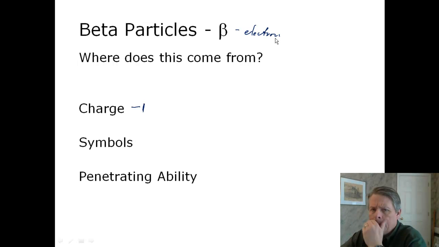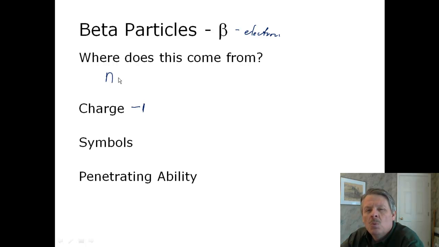Wait a minute. But it comes from the nucleus. There are no electrons in the nucleus. Well, you're kind of right there. So what actually happens? Well, if we have a neutron, remember that a neutron weighs about 1 atomic mass unit, as does a proton. But a neutron has no charge, and a proton does have a charge.